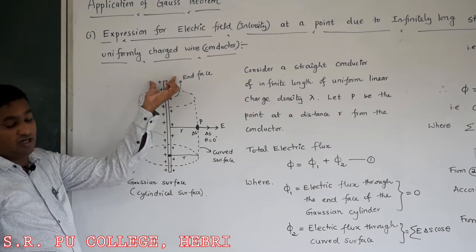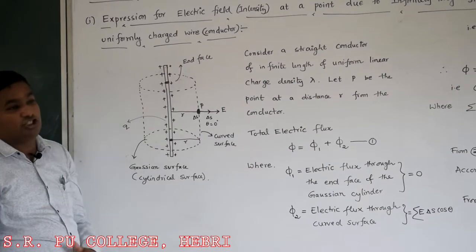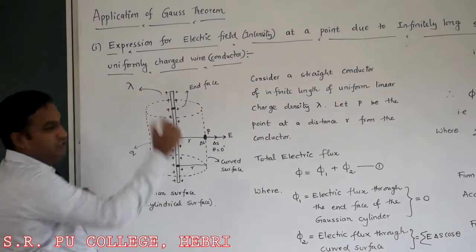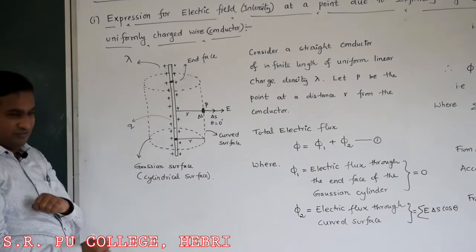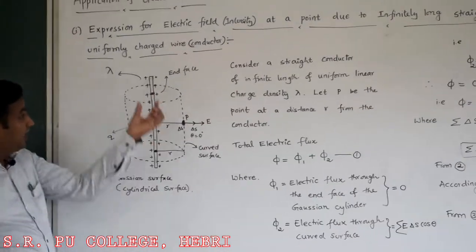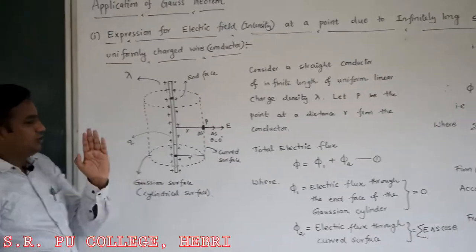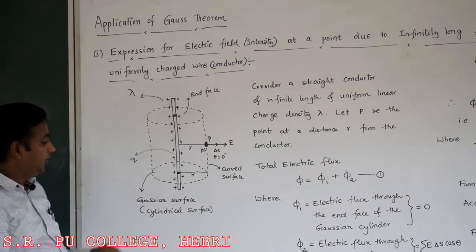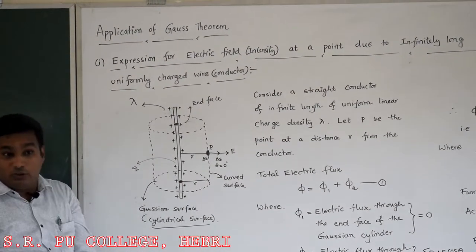Continuous charge distribution mainly gives the idea of linear charge density. The linear charge density we denote by the letter lambda, where lambda is nothing but the total charge on this surface per unit length. Again we consider one uniformly charged wire or conductor, and to study the application of Gauss theorem, around this conductor we consider a Gaussian surface, also called a cylindrical surface. I already told there are three important steps to study the application of Gauss theorem.